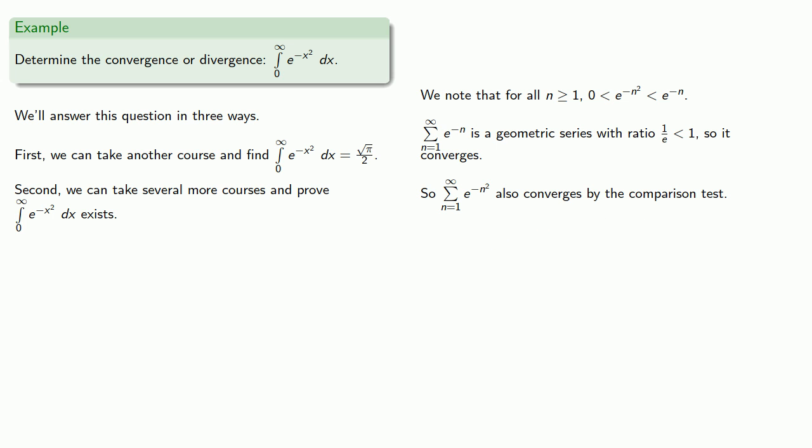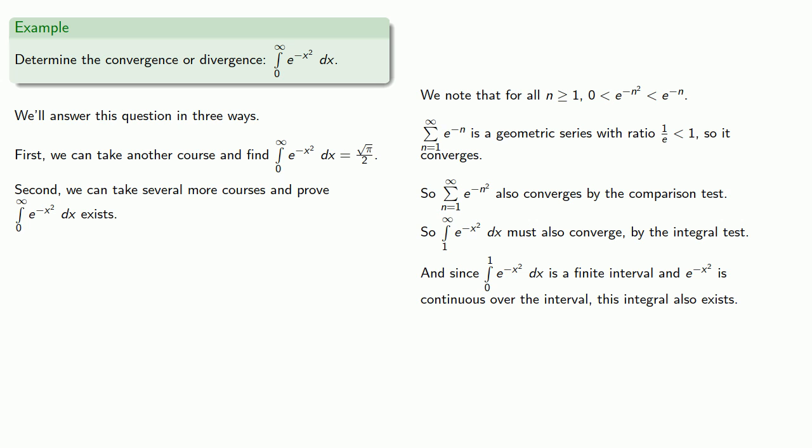But wait, that means that the integral test also has to tell us that the series converges, and that can only happen if the integral itself converges. And so our integral must converge because, what? Oh, wait. The integral we want starts at 0, and we only know about the integral from 1. Oh, wait a minute. The integral from 0 to 1 is a finite interval, and our function is continuous over the interval, so the integral also exists. And so if we include that value, we get the infinite integral also must converge by the integral test.